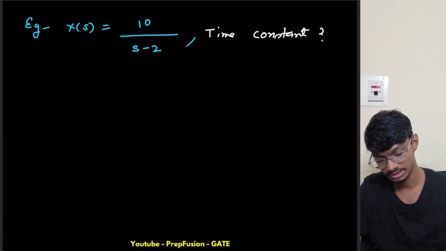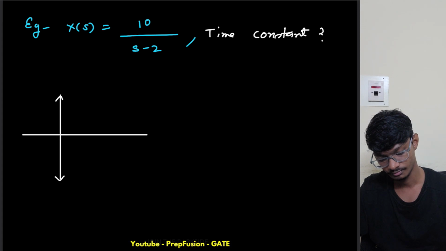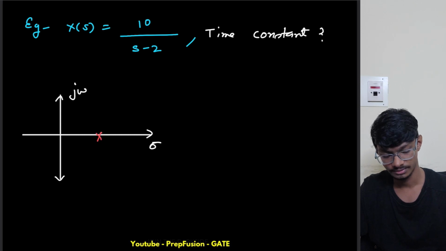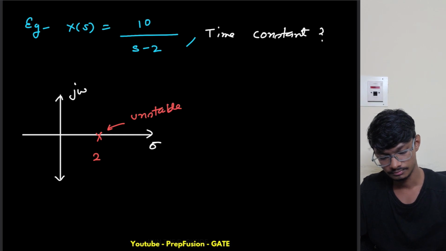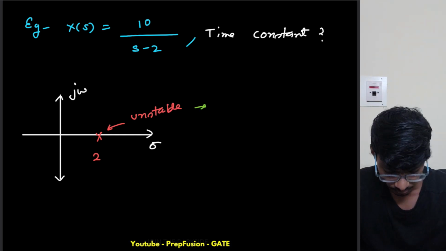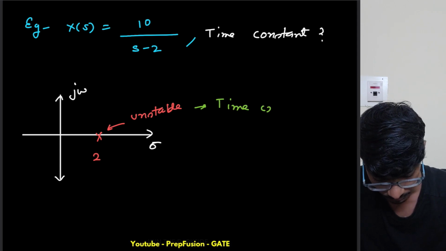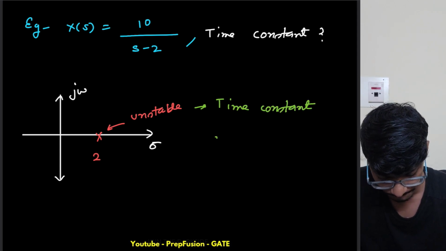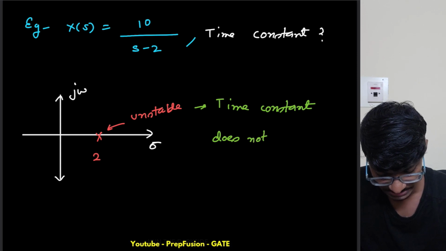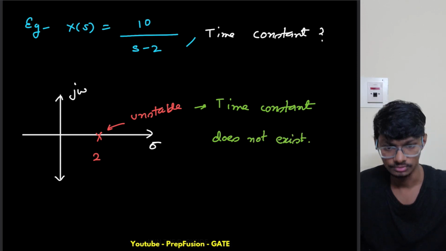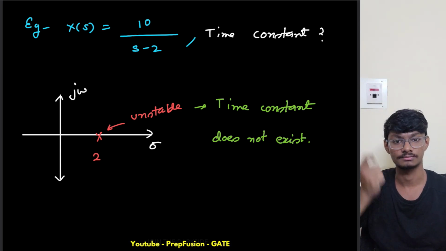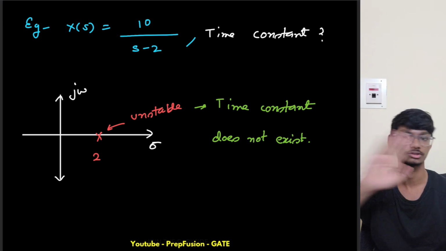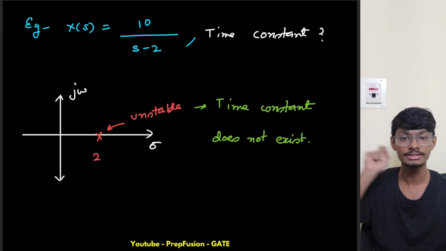The pole is lying on the right half of the S-plane, so it is unstable. So the time constant does not exist. This thing you have to keep in your head: for an unstable system, time constant does not exist. Time constant only exists for an absolutely stable system, okay.